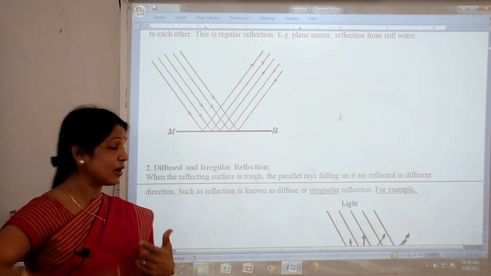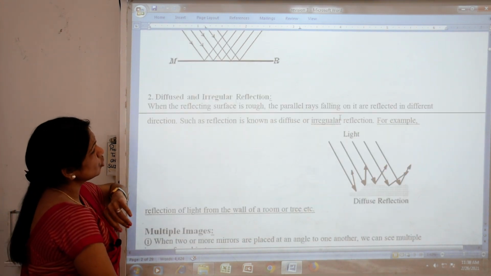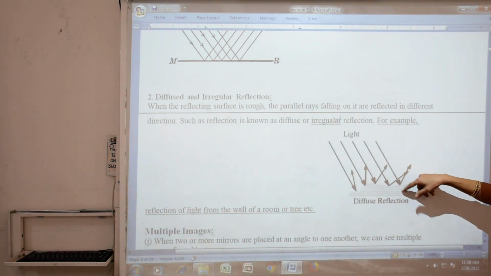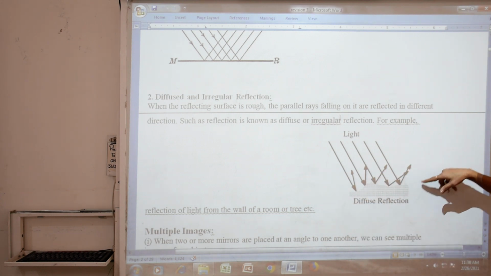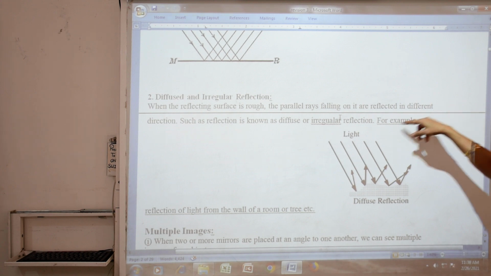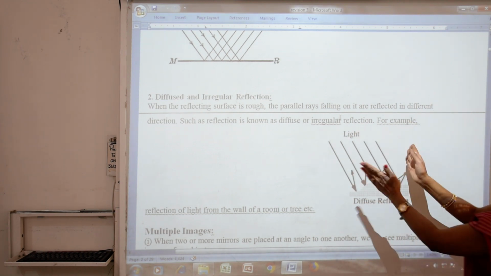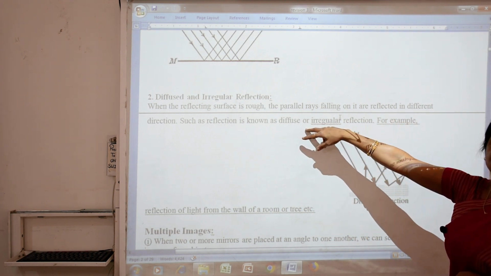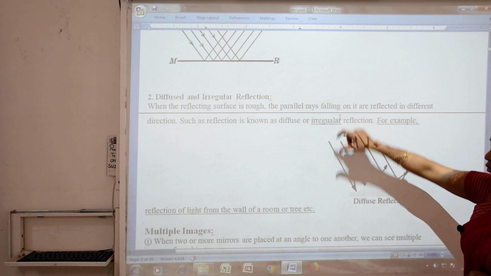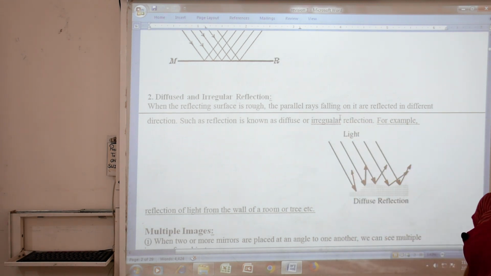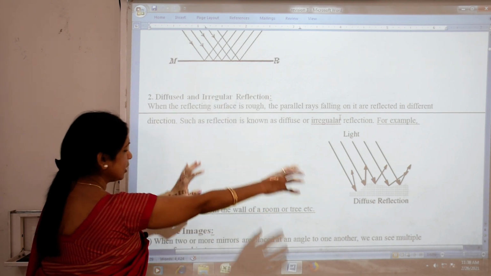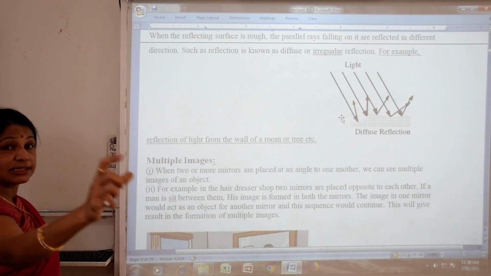When the reflecting surface is rough, here the surface is not smooth, but rough. Which type of rough? Like this, it means zigzag. On this surface, the falling rays are reflected in different directions. They come and go in different directions, and this is known as diffused or irregular reflection. For example, reflection of light from the wall of a room or a tree, which remains zigzag and not proper. Why the tree? Because of the shape of the tree, it cannot give correct and straight light.